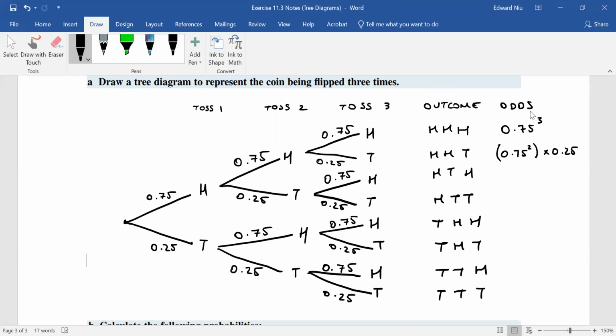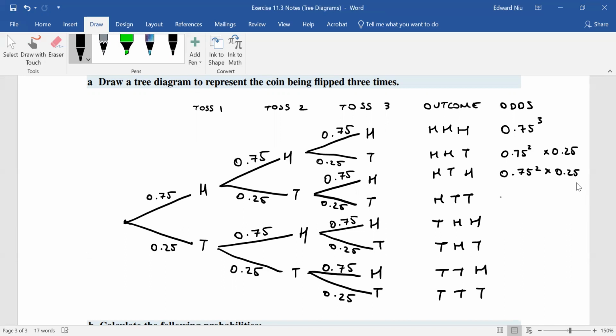Everything's multiplication. Here we have 0.75 squared again. Actually, we don't need brackets. Why do I have brackets here? No need for these brackets. Okay, why do we have 0.75 squared? Because we have 2 heads and a tail. Doesn't matter which order. It's always going to be the same sort of odds because it's the same outcome. You get 2 heads and a tail.